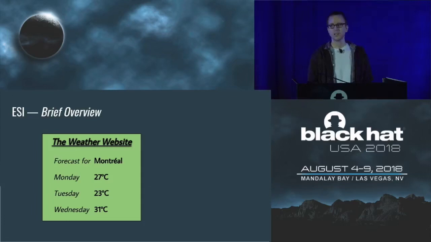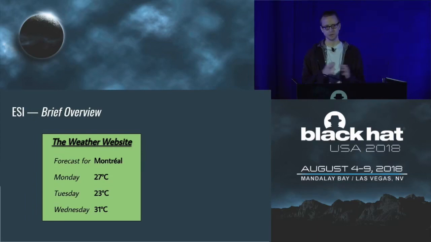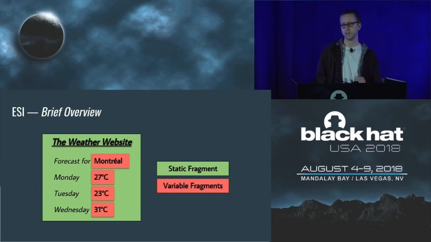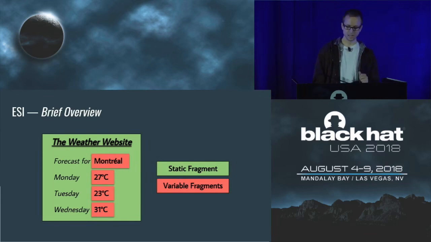So let's describe ESI before talking about exploiting it. To do a brief overview, let's look at a very primitive web page example. You have a weather website. Now, to the end user, this is a single HTTP response. There's nothing to it. But to the ESI-enabled engine, this might be multiple fragments. These fragments are there for one reason only, which is that when you use ESI, you're able to invalidate individual elements of your web page.